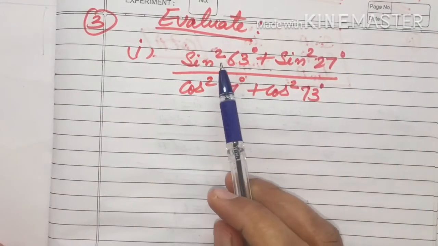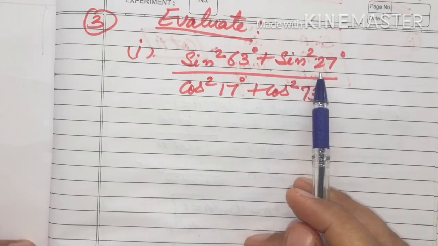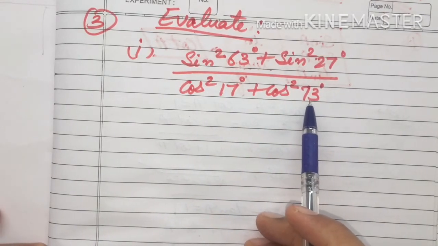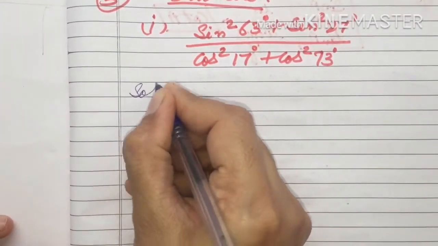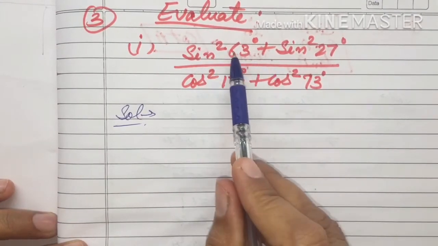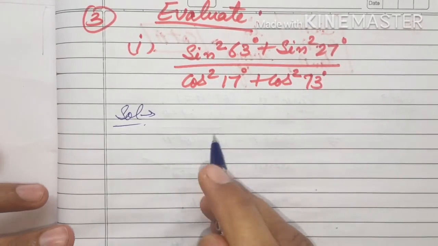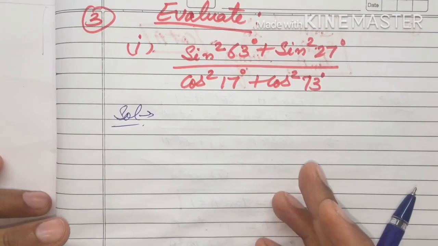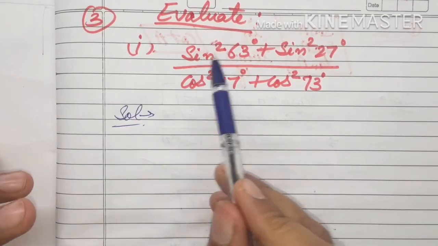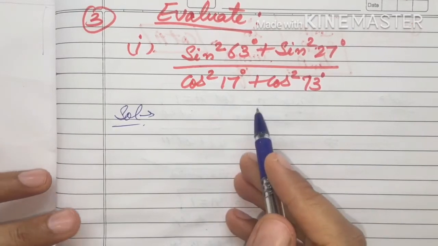Question number 3. Evaluate, the first part: sine square 63 degree plus sine square 27 degree upon cos square 17 degree plus cos square 73 degree. So we have to find the value of that. Let's do it. What should we do in this type of question? In the numerator two sine squares are there, in the denominator two cos squares are there. So we can use our identity sine square theta plus cos square theta is equal to 1, but since two sine squares are there, we need to change one sine into cos form, and in the down part we need to change one cos into sine, so we can use our identity here.